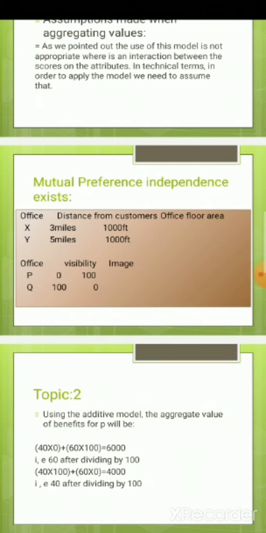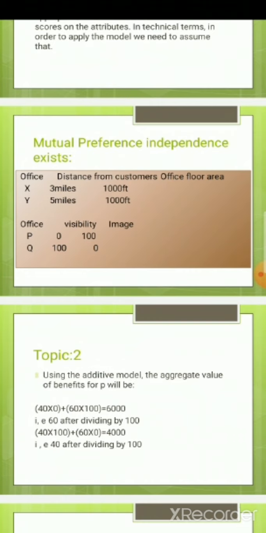Office X: distance from customers 3 miles, floor area 1000 feet. Office Y: 5 miles, 1000 feet. Office P: 0 visibility, image 100. Office Q: 100 visibility, image 0.